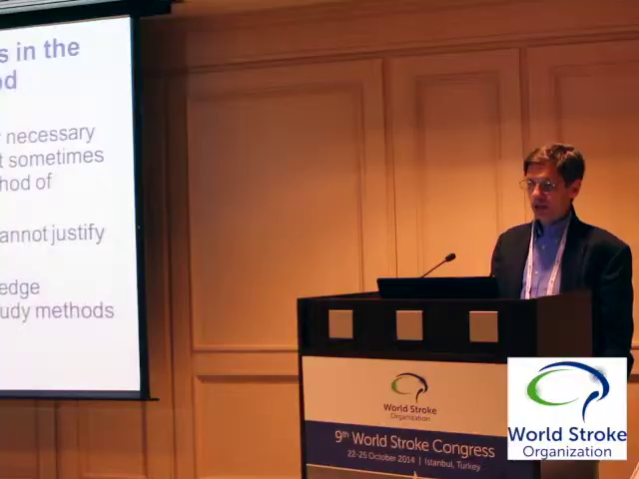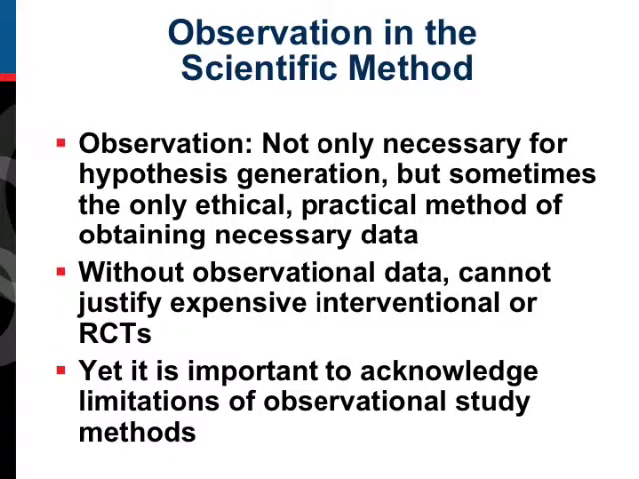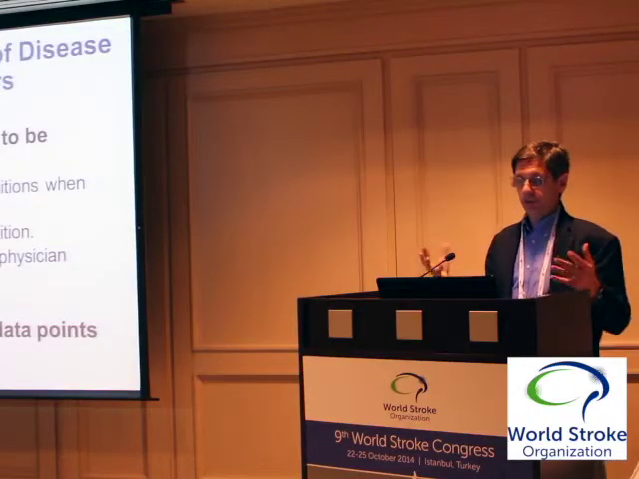So observational studies are not only necessary for hypothesis generation, but sometimes the only ethical, practical method of obtaining necessary data. Without observational data, you can't justify expensive randomized controlled trials, but you've got to know the limitations of these observational studies. So how do you do it?